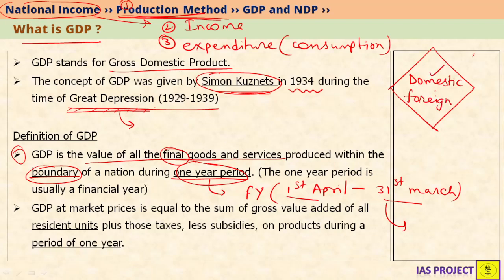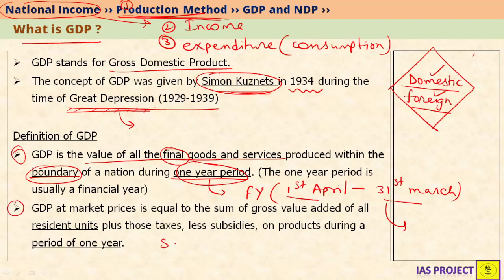So both are included in the GDP. Whatever is being produced by, for example, let's say Maruti Suzuki, as well as whatever is being produced by Volkswagen or Audi, both are included in the GDP. Let's make it a bit complicated.